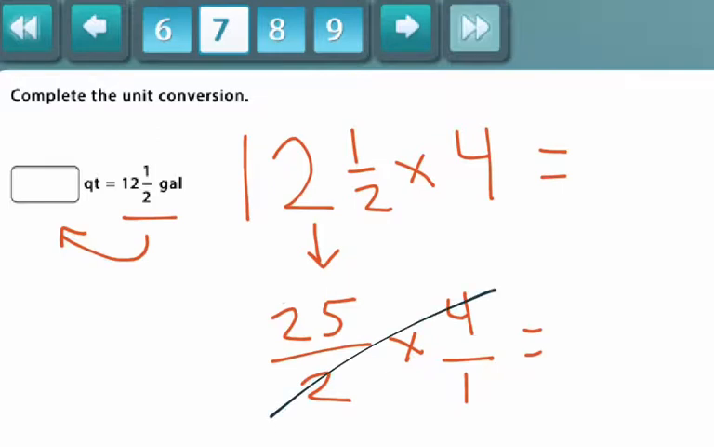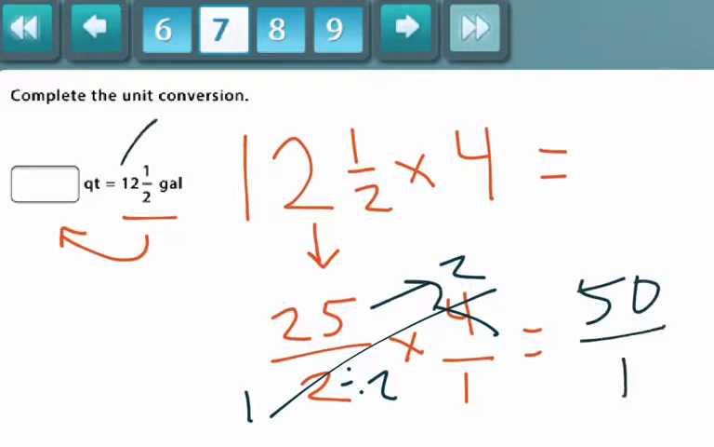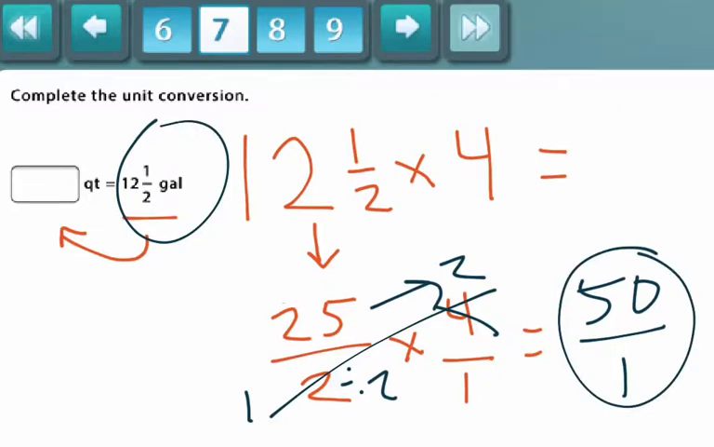I am going to simplify, cross cancel. 2 divided by 2 is 1, 4 divided by 2 is 2. So just multiplying numerator by numerator, I get 50. So 12.5 gallons would be the same as 50 quarts.